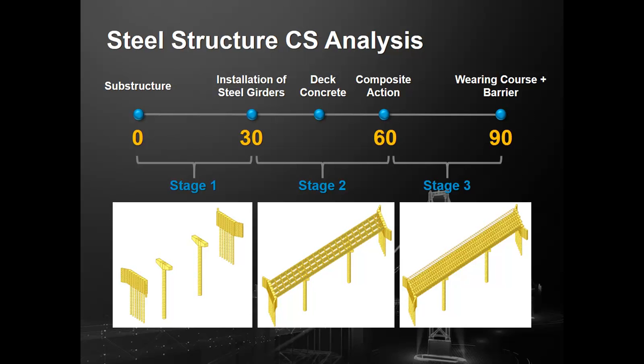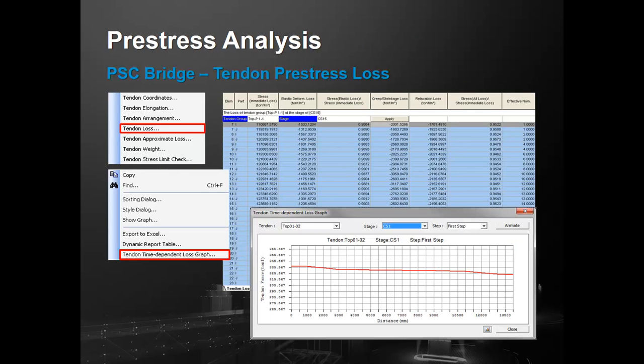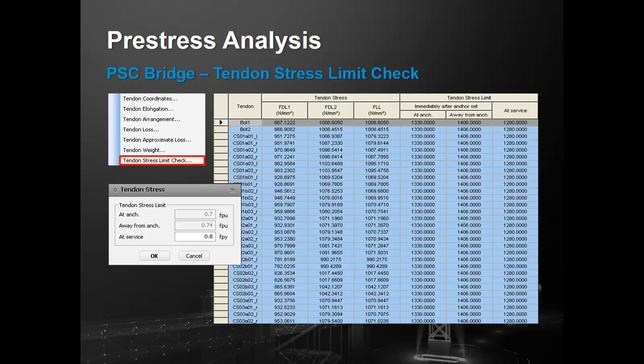This is an example of steel structure construction stage analysis. Stage one is substructures, stage two is concrete pour, and stage three is the wearing surface and barrier. If you use a wizard, you can easily generate the construction stages. You can also account for tendon prestress loss, such as relaxation loss and creep and shrinkage loss, and you can obtain the tendon stress limit check as well.